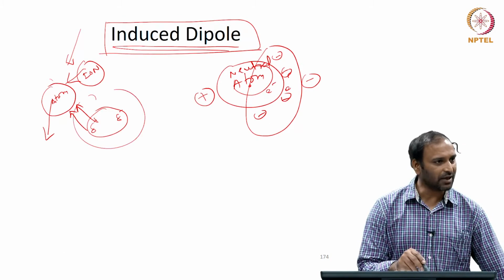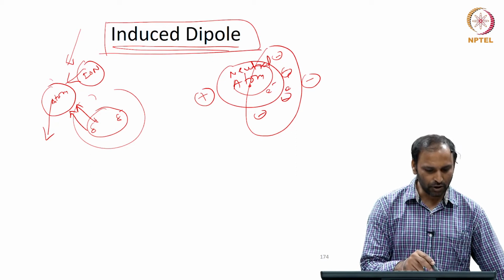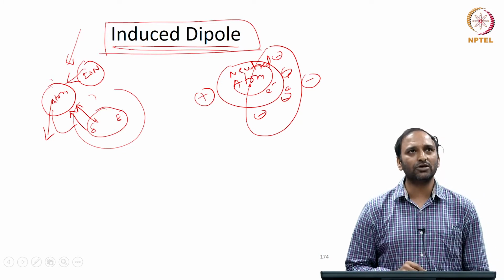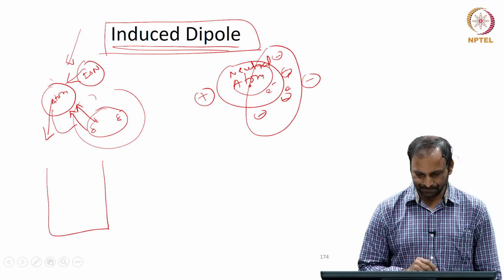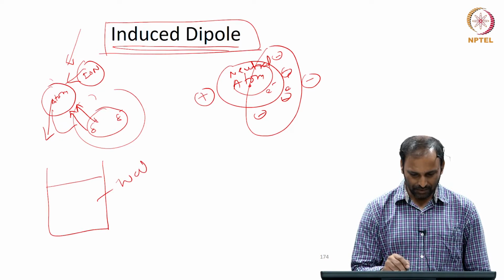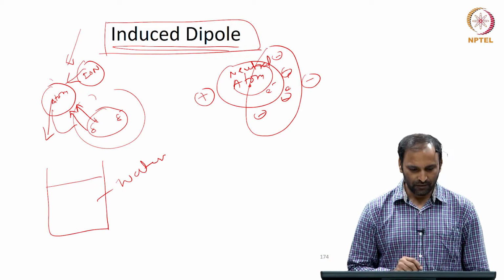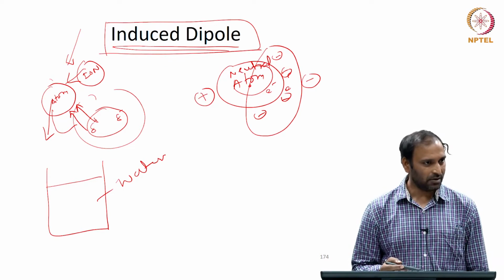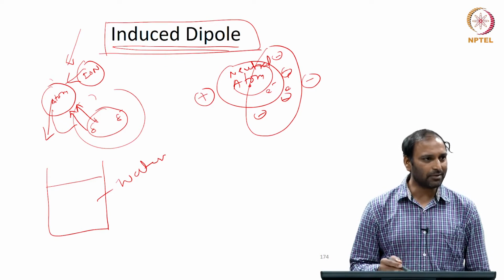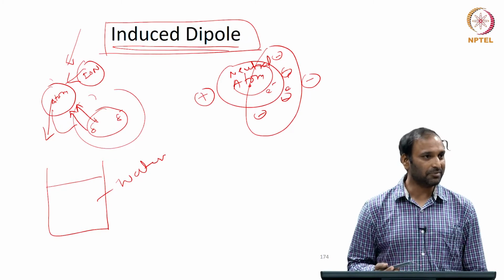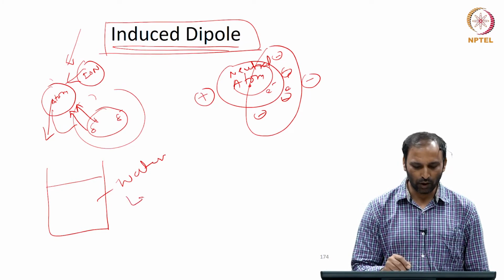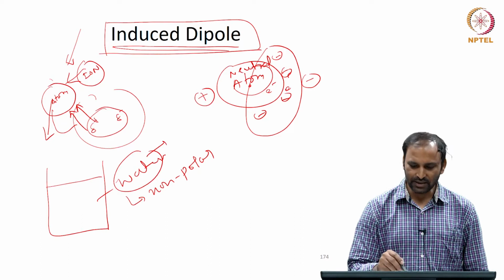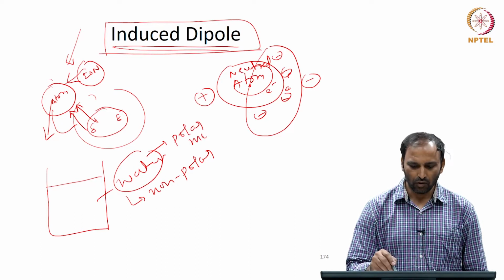There is a permanent dipole, and then a neutral atom. Let us think about a case: water has a permanent dipole. Now, if you look at some organic species which is sparingly soluble in water, we know that typically organic molecules will not have a permanent dipole. They are what are called non-polar, and water is an example of a polar molecule.